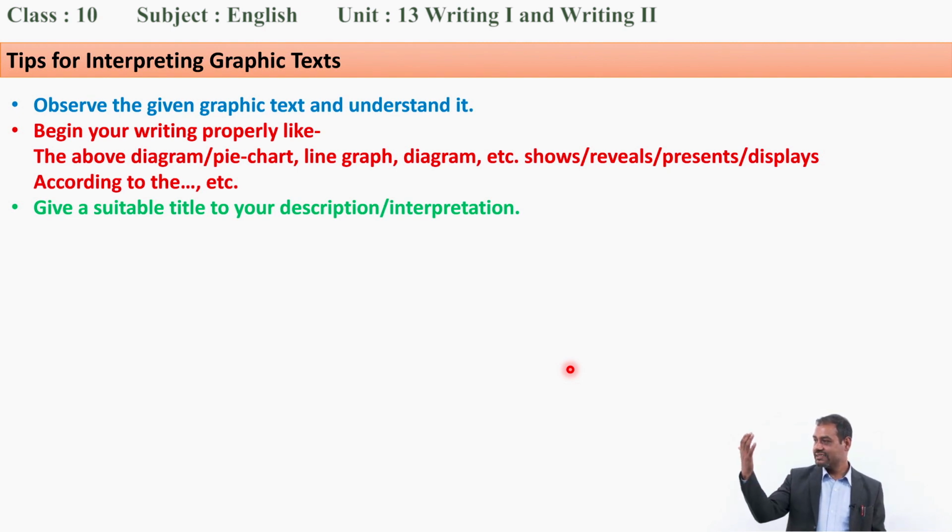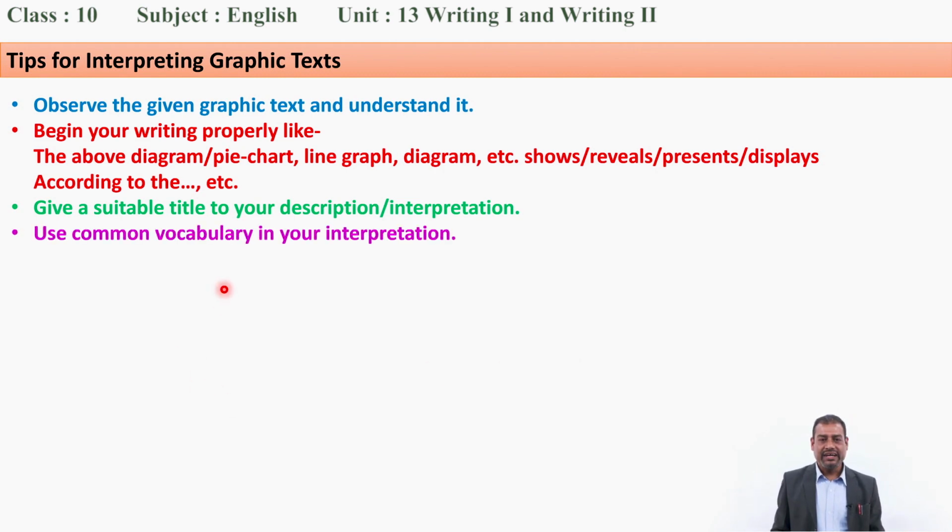Okay, so if we see the title, then we can understand, oh, the text is about that. Then use common vocabulary in your interpretation, and generally we have to use common vocabulary in our description or interpretation because the readers should understand. The readers should not be confused, okay? They have to understand well. They have to get the main ideas of the graphic text. That's why you are suggested to prefer common vocabulary so that everyone can understand.